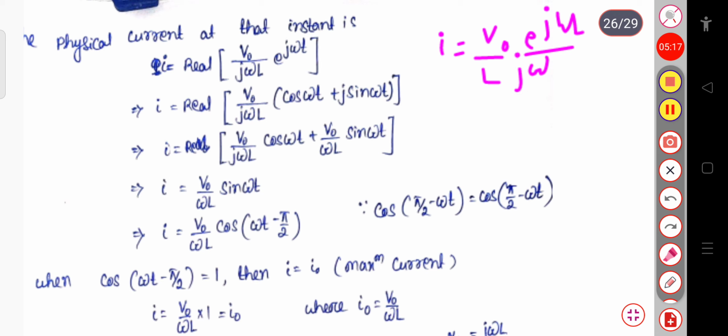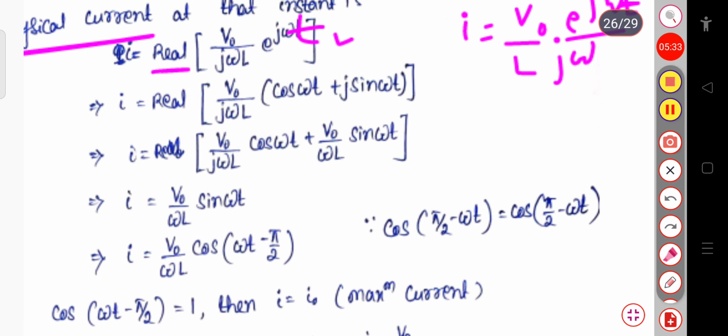So in place of I, for the physical current, we can write the real part of V naught by j omega L into exponential j omega t. In place of exponential j omega t, we will write cos omega t plus j sin omega t.